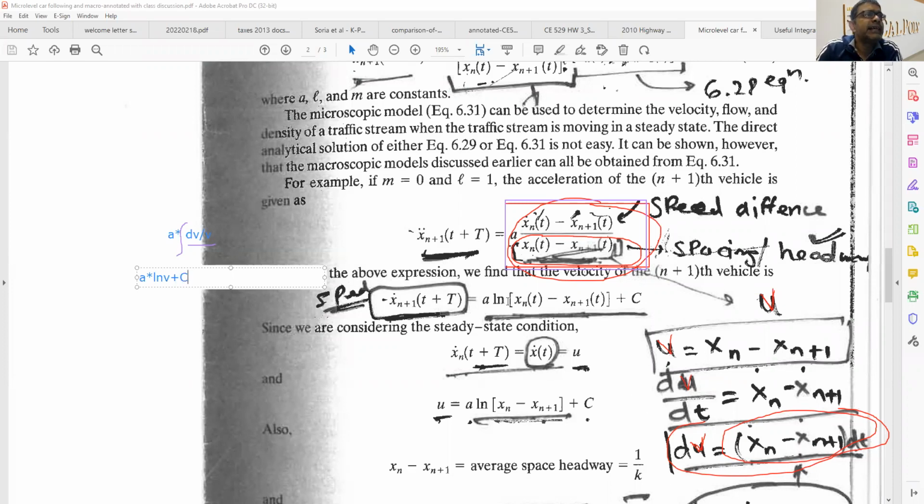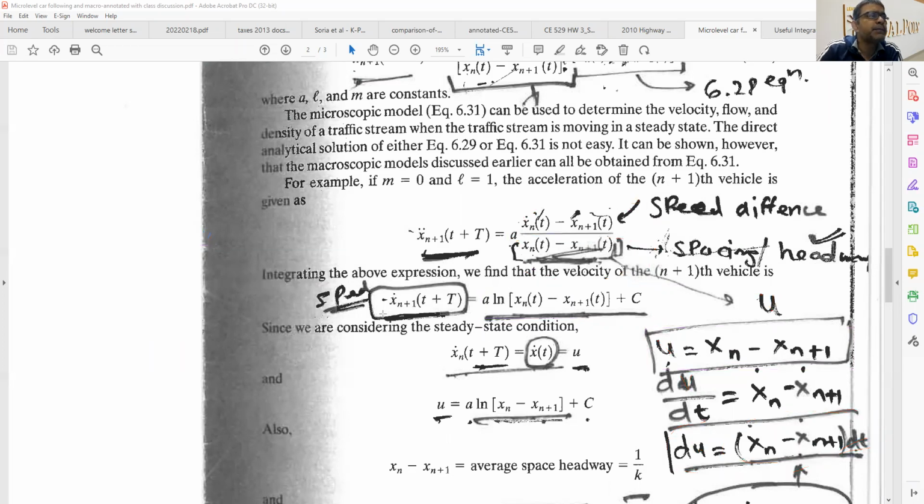And this is exactly what we have, because if you recall, this is what I had assumed the value v to be. v was x_n minus x_{n+1} dot. So a times ln v plus c, and this is exactly what I have right here. And because I have that, I can write this as x_{n+1}.